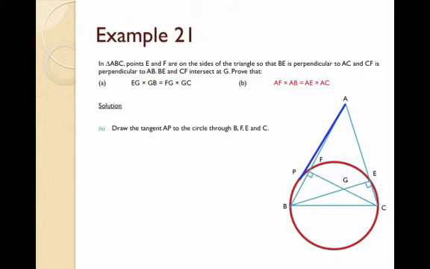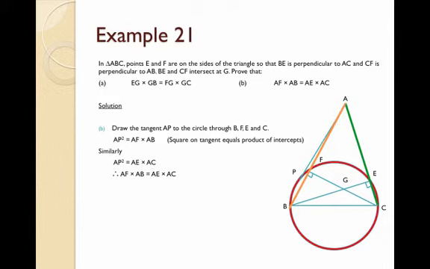For part B, I'll need to draw in a tangent AP from the external point A. I've done this because it means that AP squared is going to be AF times AB because the square on the tangent is equal to the product of the intercepts. Similarly, AP squared is AE times AC. Therefore, we've proved that AF times AB is equal to AE times AC because they are equal to AP squared.